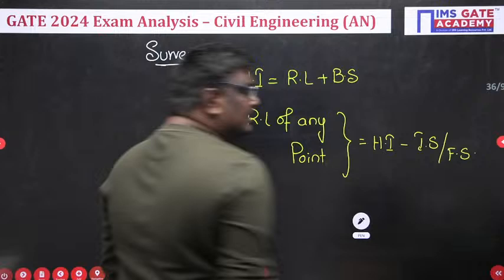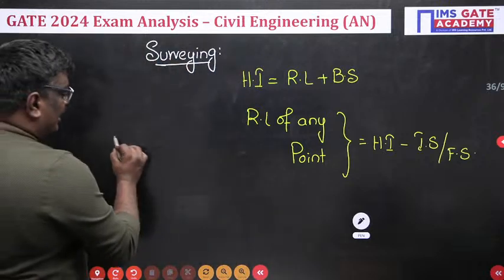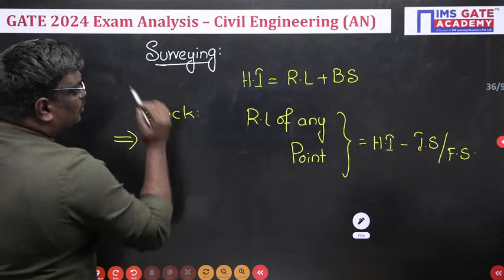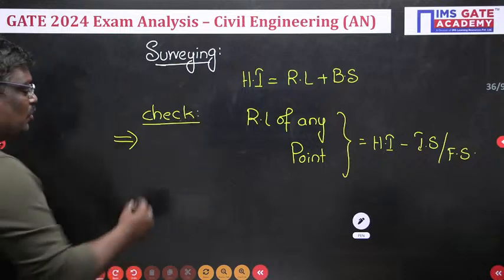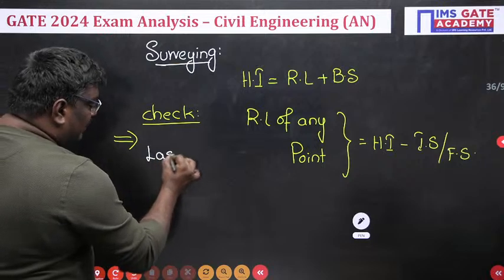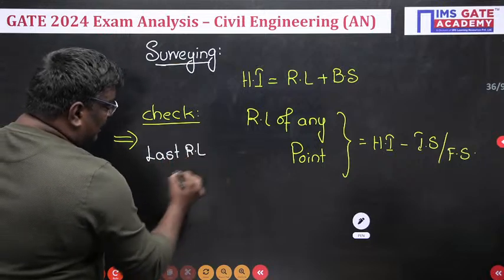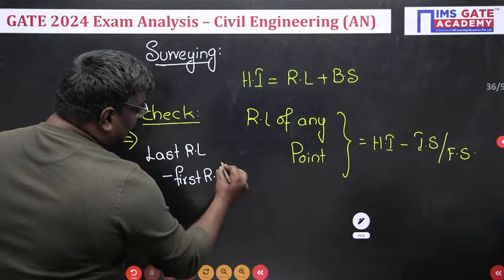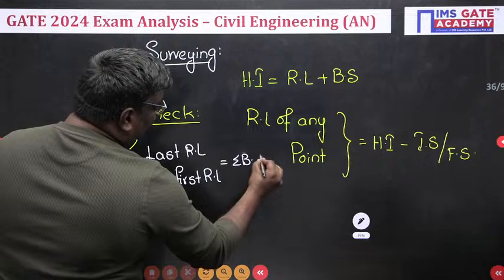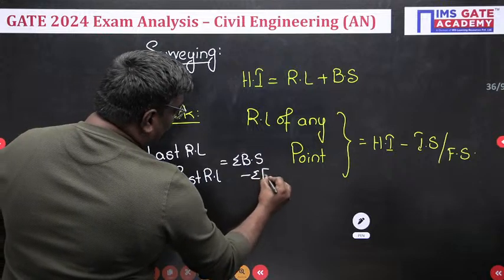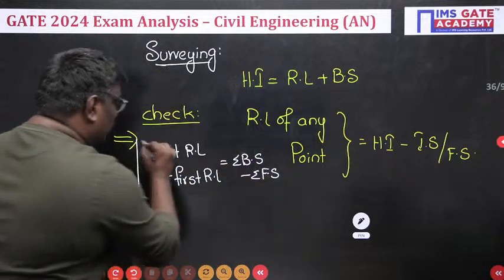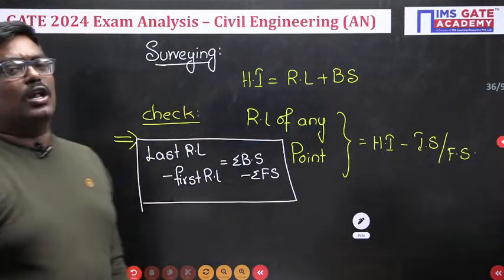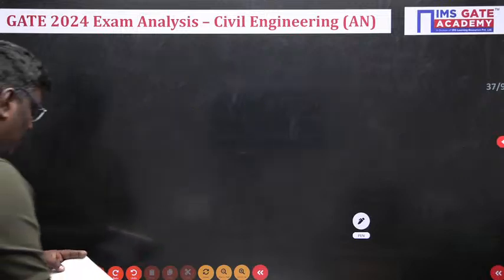Another important check we can do, even in the exam itself, to see whether you are correct or not: last RL minus first RL is equal to sum of backside minus sum of foresight. If you apply this funda, you can easily solve the problem. So here let us solve this problem, see students.